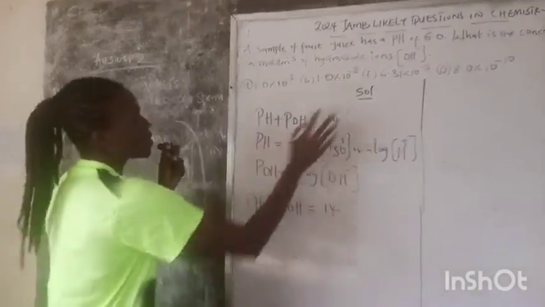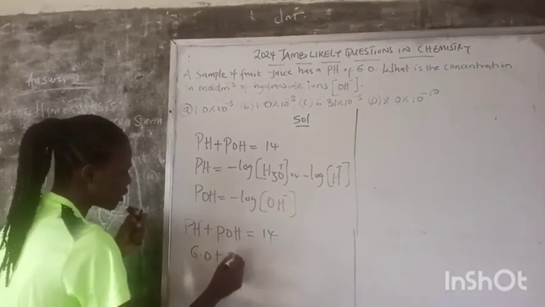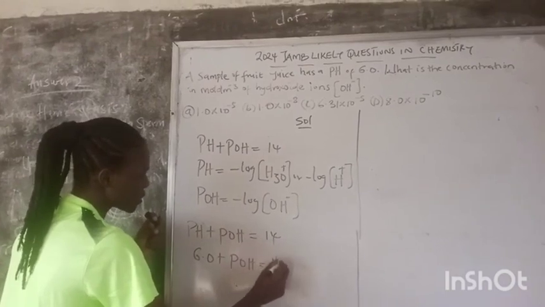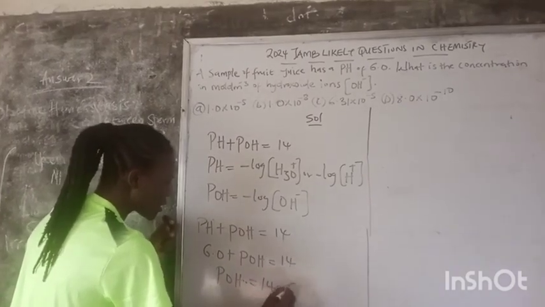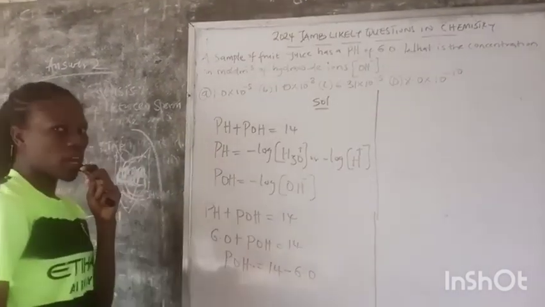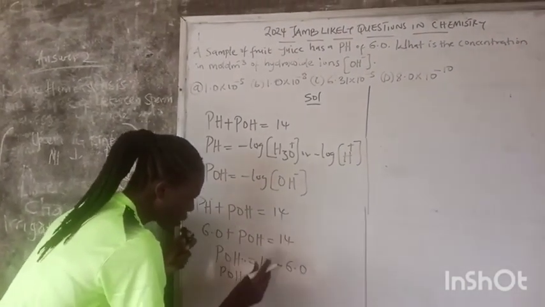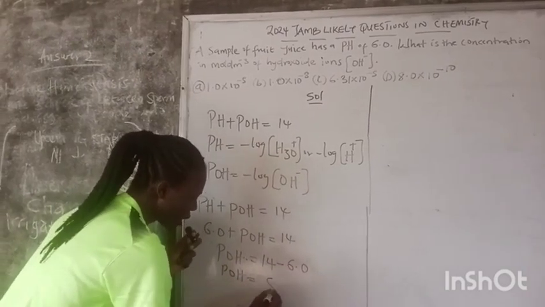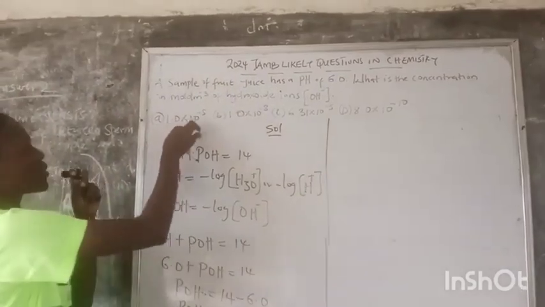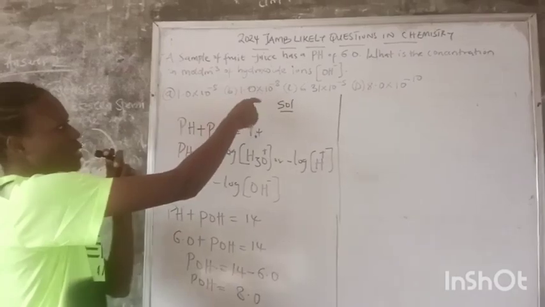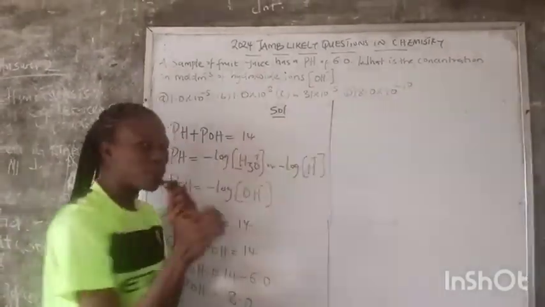Our pH given here is 6.0, so 6.0 plus pOH is equal to 14. So our pOH is equal to 14 minus 6.0, which is 8.0. If you look at the options here, we have A 1.0 times 10 to the power minus 5, 1.0 times 10 to the minus 8, 6.31 times 10, and so on. But 8.0 is not the final answer.